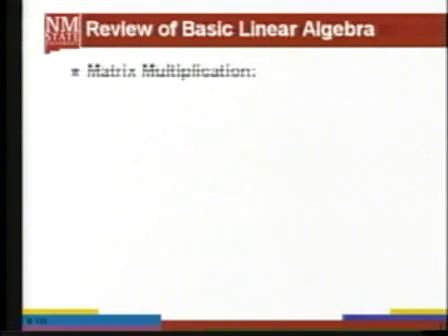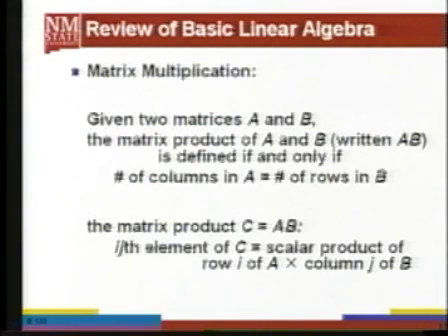Okay. Next is about matrix multiplication. So given 2 matrices A and B, the matrix product of A and B is defined only and only if the number of columns in matrix A equals the number of rows in matrix B. So the matrix product C equals AB is performed as follows. The ij element of C equals the scalar product of row i of matrix A times column j of matrix B.